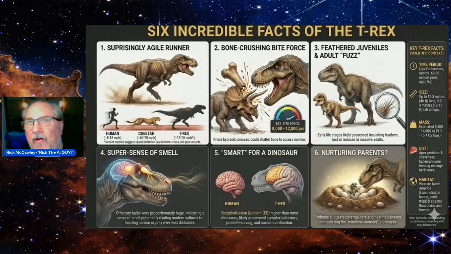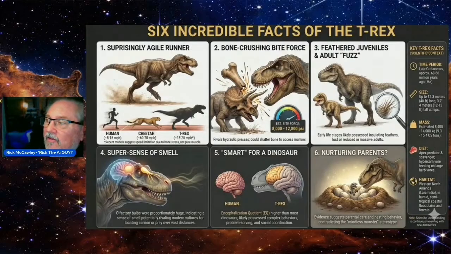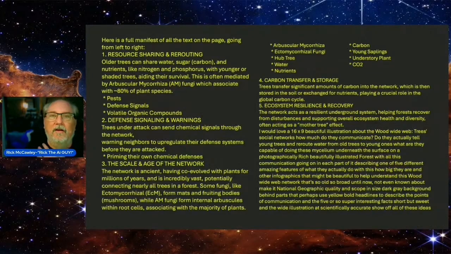So here's an infographic, 6 major things for an infographic about a T-Rex. The cheetah and the T-Rex and the speeds that they go at. So obviously a human would be dead because a T-Rex can go 15 to 25 miles an hour. So yeah, you know that. And then I ask it to tell me key facts. And then on the right, give me key tech facts, scientific context, mass, diet, habitat, and time period.